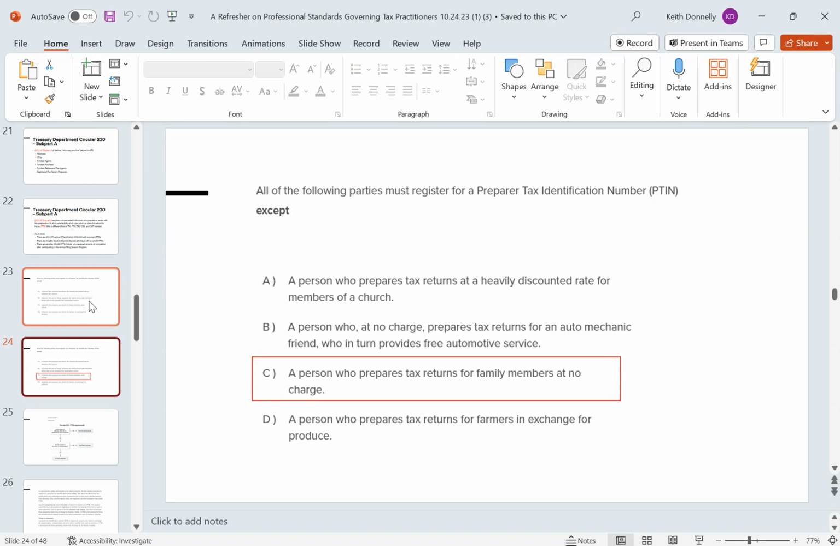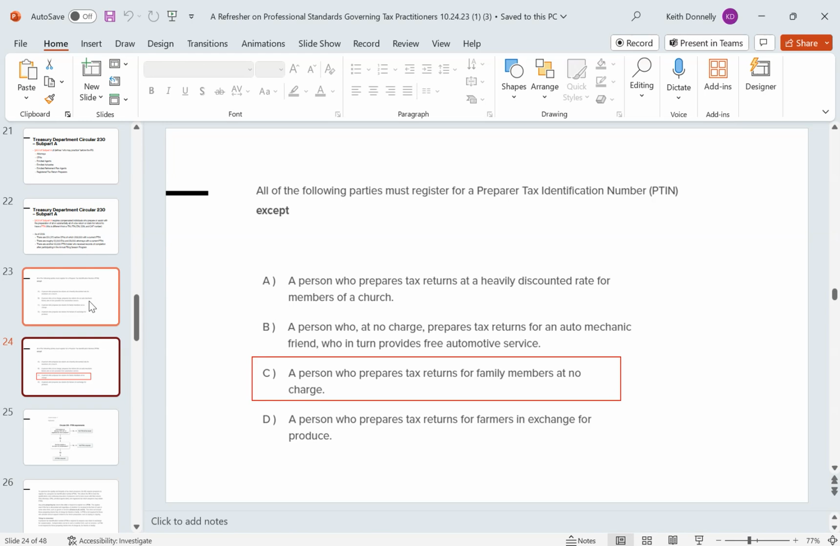Okay, so this example says all of the following parties must get a PTIN except, right, C here, if you do it for free. So if it's totally free, you don't need a PTIN. In A, right, what's the problem here? Well, you're still charging a fee. In B, what's the problem there? Well, you're not really getting cash, but they're giving you services. I'll do your tax return if you fix my car. Well, you're still getting something that's compensation, need a PTIN.